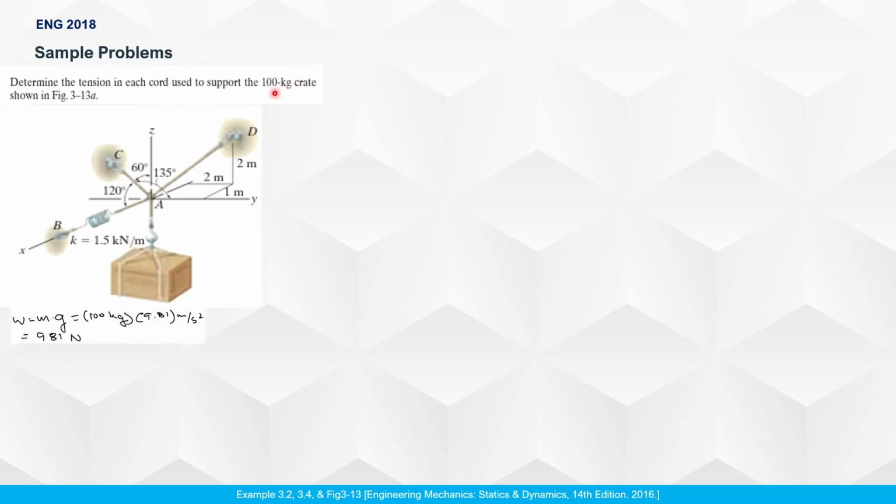Okay, we're now given 100 kilograms, so we just simply convert that to weight. I just used the 9.81 example here, but next time let's use 9.8066. So you will get 980.66 or 981 newtons.